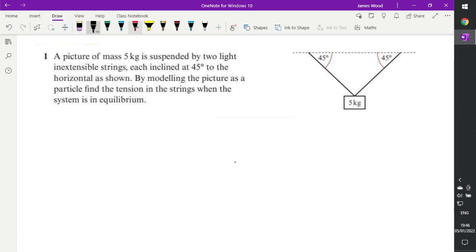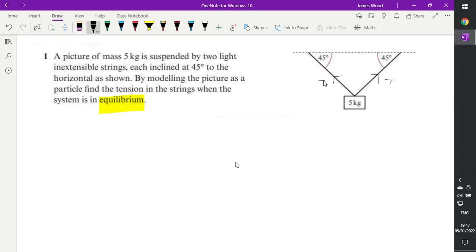Okay, so it's not accelerating, is the important thing here, it's in equilibrium. The tension in the strings is going to be here and here, because the object is being held up by the string. There is technically also a force here and here, but this is the force on the ceiling, because obviously there's a force on the picture holding it up, but there's also a force on the ceiling pulling it down. But we're just going to look at this force here.